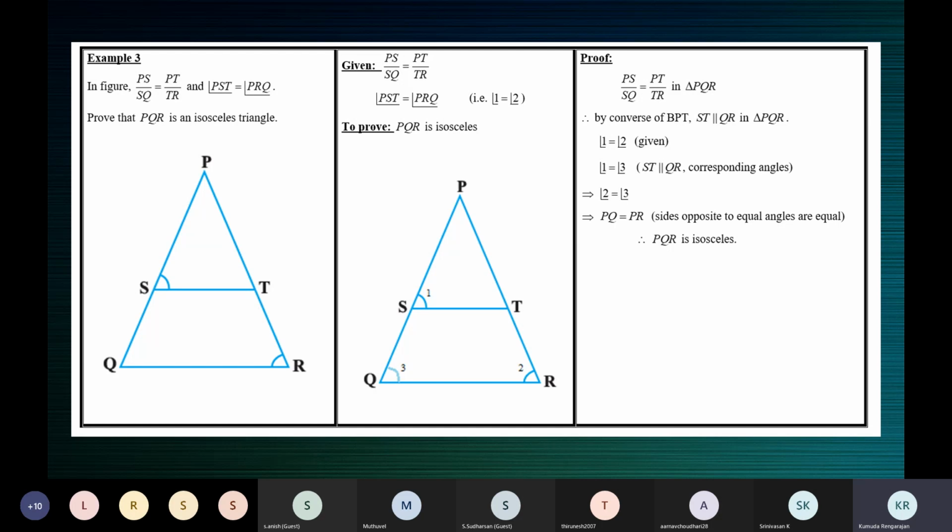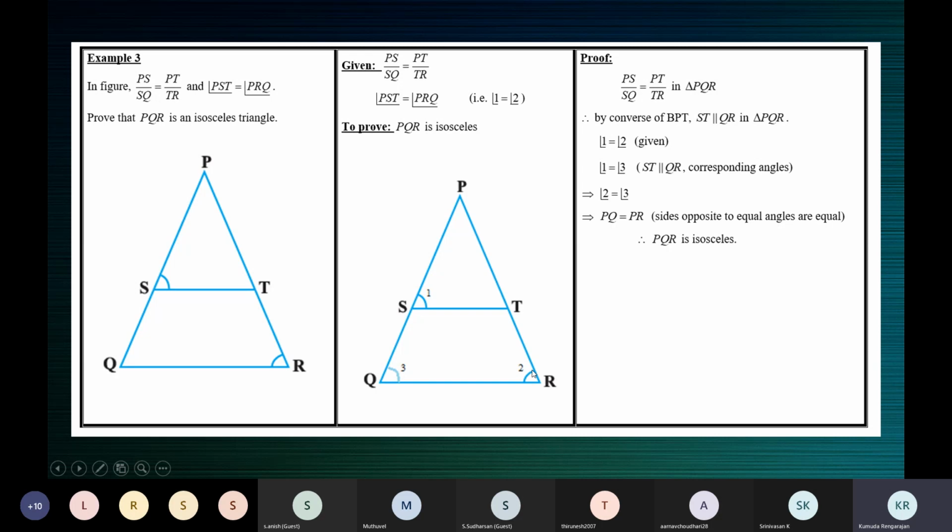In a triangle, when two angles are equal, the sides opposite to them are also equal. See, when you're trying to understand this, you should ignore this line ST. Angle 2 is equal to angle 3. Just erase this, so see only this triangle PQR. Opposite to angle 2 is PQ. The side opposite to angle 3 is PR. So if 2 is equal to 3, the side opposite to 2, PQ, is equal to the side opposite to 3, PR. PQ is equal to PR. So when two sides are equal, the triangle is an isosceles triangle. Very simple proof.